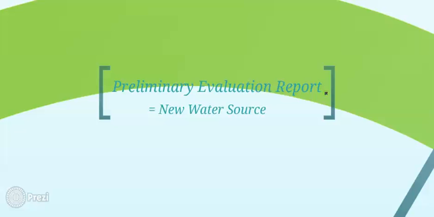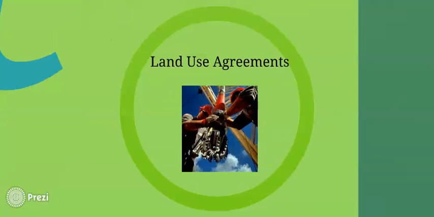When evaluating a possible new source, you need to think about completing a potential evaluation report or a PER. Make sure that there are no potential contamination sources within zones 1 and 2, and you need to have land use agreements before you have approval to drill. The land use agreements can be the biggest holdup. Without them, you cannot drill.